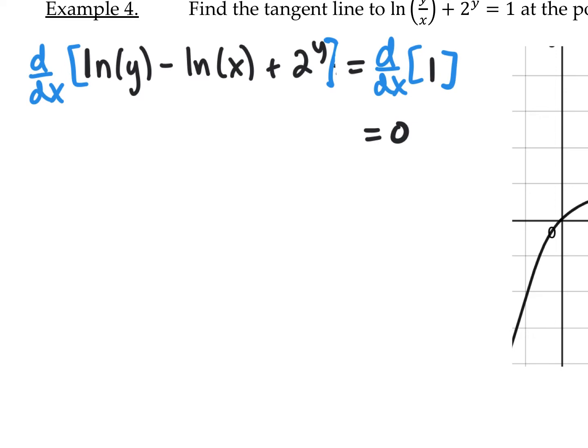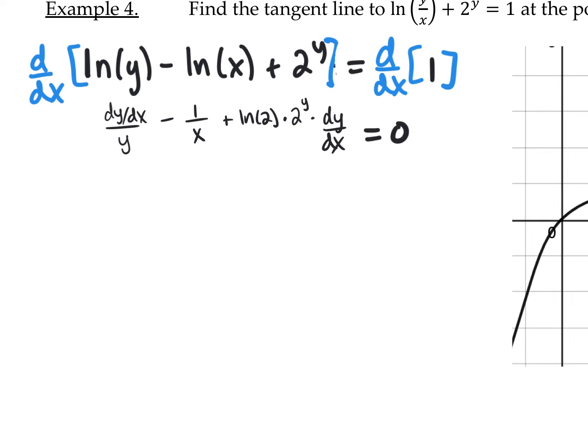Okay, this is my derivative of a natural log with the chain rule, so it has to be y prime over y. So dy dx over y. Derivative of regular natural log is just 1 over x. Derivative of natural log of y is natural log of 2 times 2 to the y times dy dx. So that one requires a chain rule because I'm taking the derivative with respect to x, and this is not just an x, it's a y.